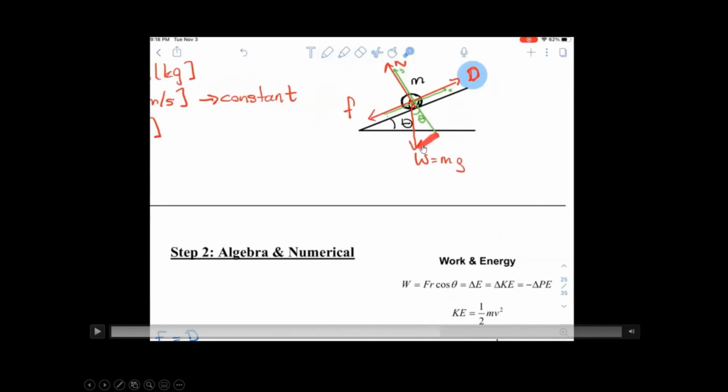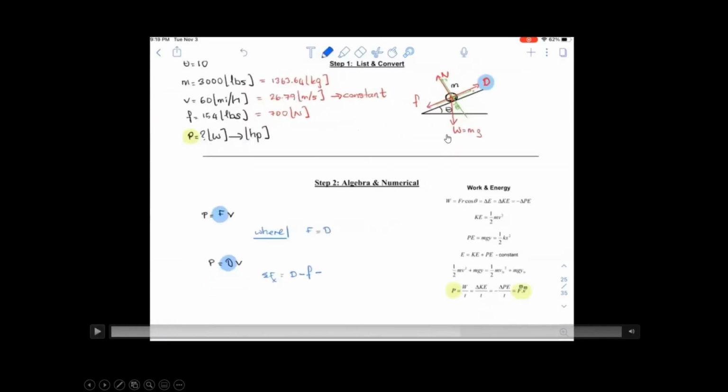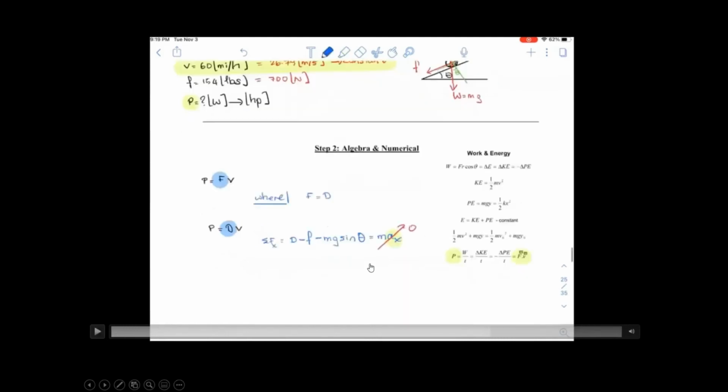So you got your small triangle. It's going to be opposite over the hypotenuse, and opposite over the hypotenuse is going to be your sine. So it's going to be W or mg times sine of the angle. And then you sum up the net force, and the net force is going to give you the acceleration in the x direction. But I know that this thing is going up at a constant speed, meaning that the net force in the x direction is going to be 0. All right, and so that's the expression that we got.